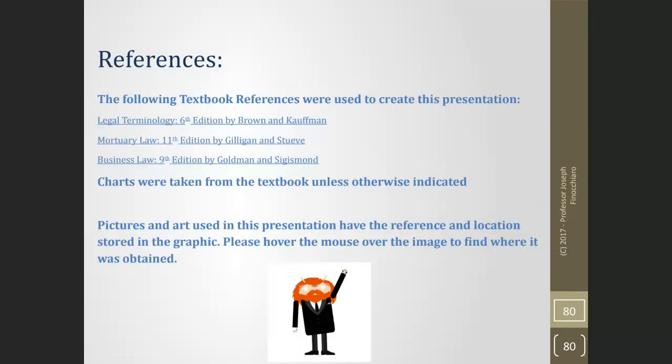This concludes the lecture on the introduction to the U.S. legal system.